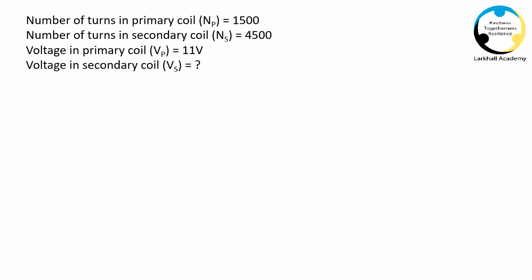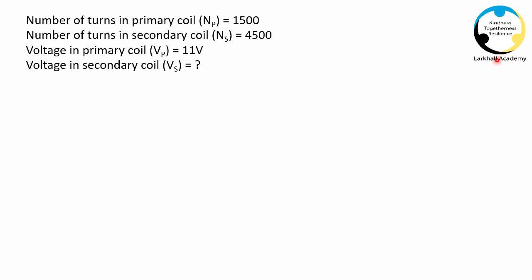We've got the number of turns in the primary coil is equal to 1,500. The number of turns in the secondary coil is equal to 4,500. The voltage in the primary coil is 11 volts, and the voltage in the secondary coil is what we're looking to calculate. If you prefer to work with the letters, the symbols for these, I've included these here. But I'm going to work with the full written out versions, just to make sure everyone can understand what we're doing here. So let's have a look.